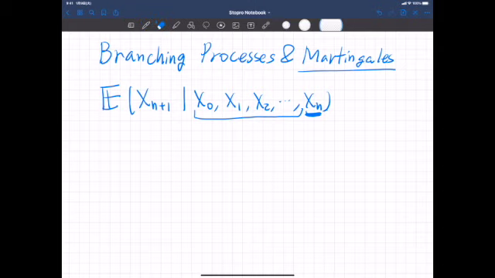By a straightforward argument, it will be equal to xn times mu1, because for each of the individuals in the nth generation we expect mu1 offspring. After all, given there are xn individuals here, the conditional expectation is that we expect this number of individuals in generation n plus 1.